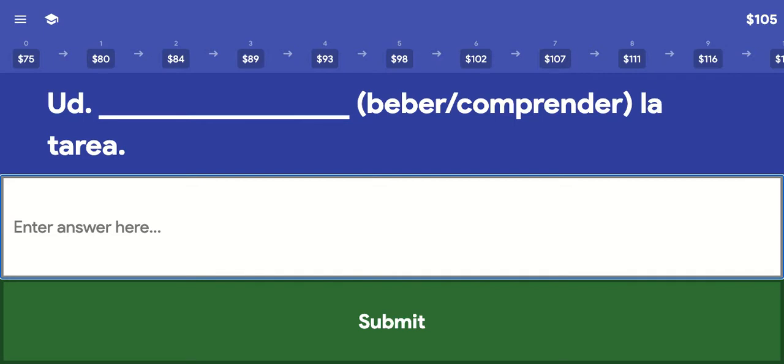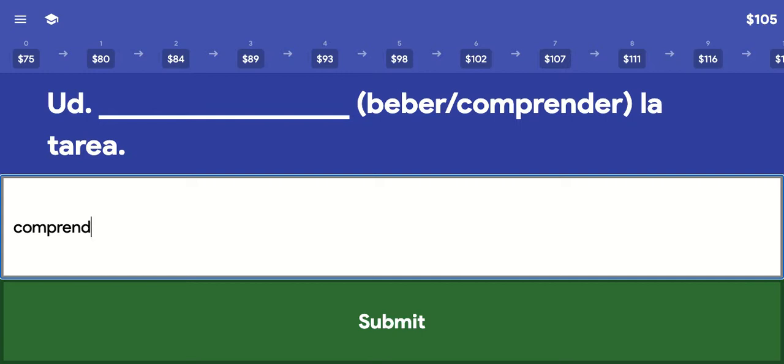A new sentence, it says usted, and then it gives you two choices, beber and comprender. And then there's this word la tarea. Now, it might have been a while since you last learned vocabulary with school, but la tarea means homework. And so usted, you're probably not going to drink your homework. You're probably going to comprehend it. So I want to conjugate the verb comprender for usted. So I'm going to go ahead and type comprend, and I'm going to drop off the ER. So I've got comprend, and I want to add the correct ending.